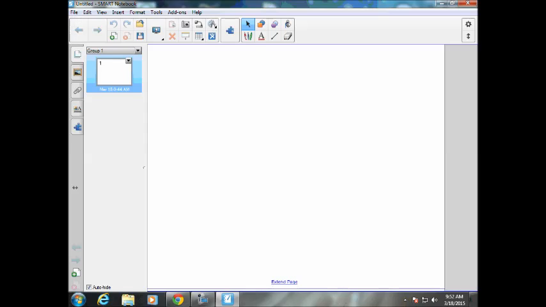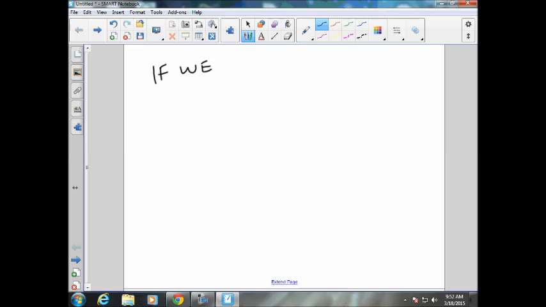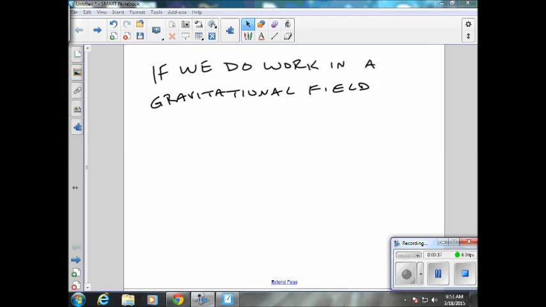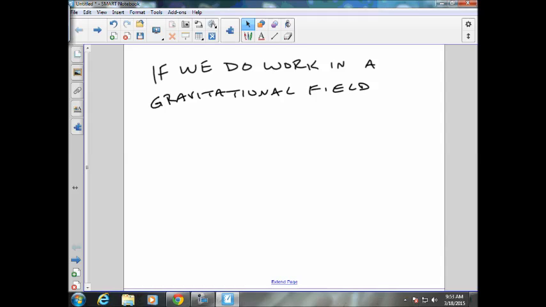Let's go back and think about mechanical energy. If we do work in a gravitational field, how do we do work in a gravitational field? You have to lift something up, right? You have to apply a force over some distance to do that work. Once you do work on an object in a gravitational field, what does it turn into?